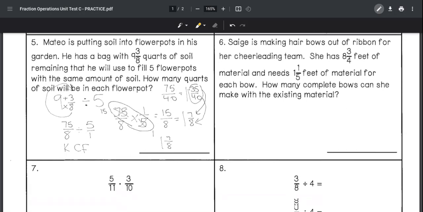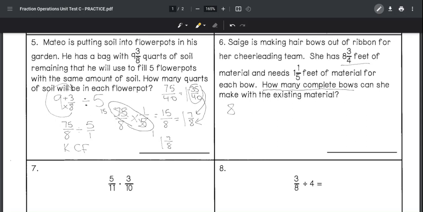Number 6. Sage is making hair bows out of ribbon for her cheerleading team. She has 8 3/4 feet of material and needs 1 1/5 foot of material for each bow. How many complete bows can she make with the existing material? Make sure you pay attention. It says how many complete bows.